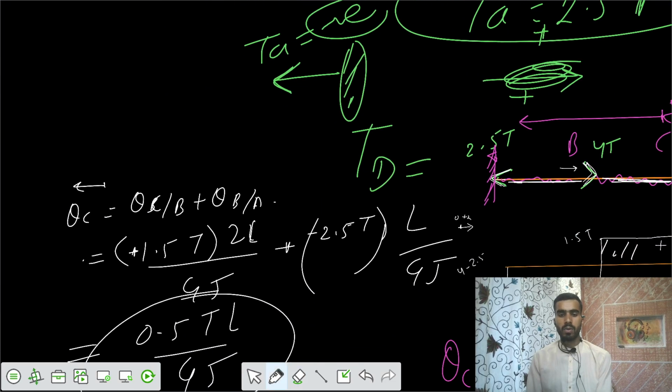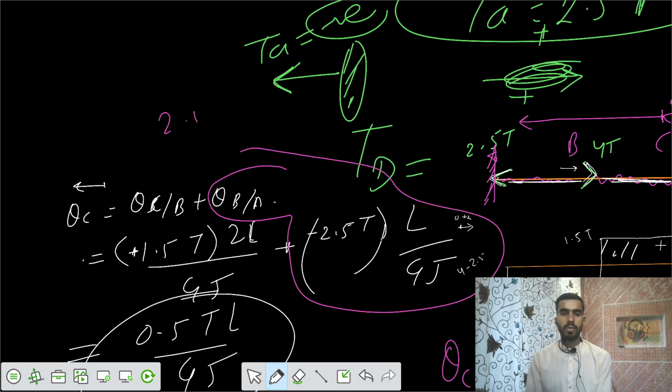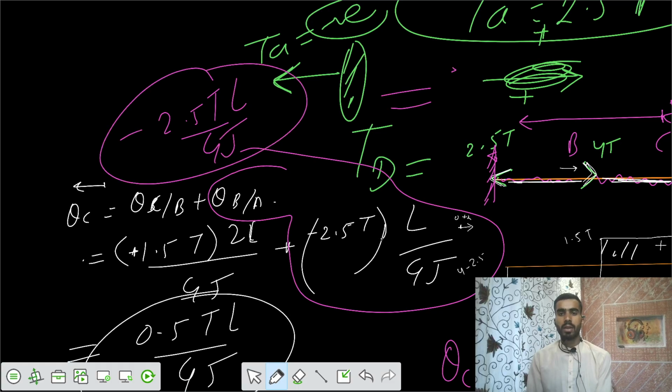Theta B would be equal to only this part, theta BA. So theta B would be only equal to this part, 2.5 TL by GJ. From this side you got negative. From the other side, if you go, you can get a value of 2.5 TL by GJ.